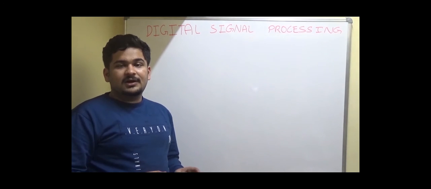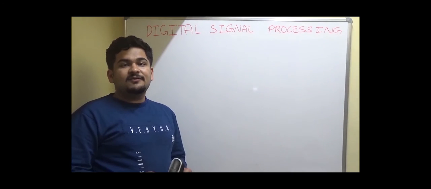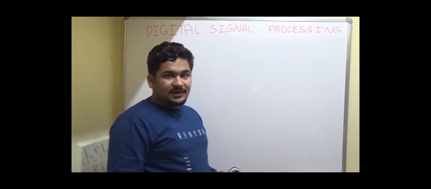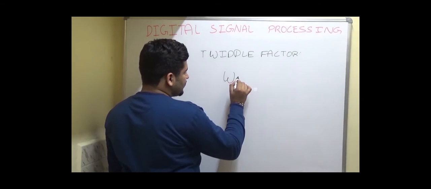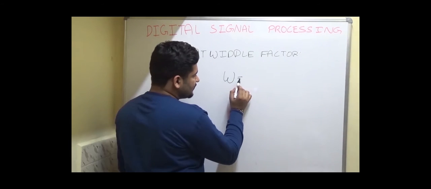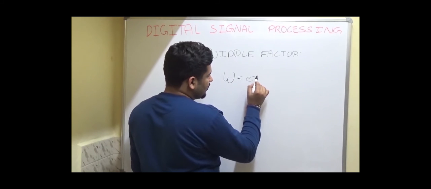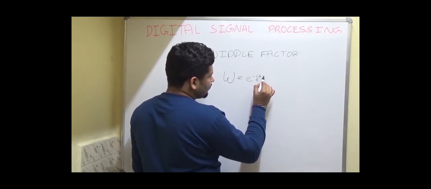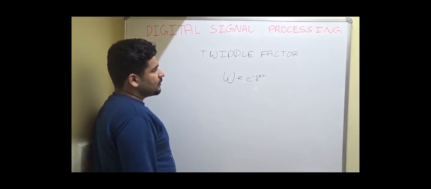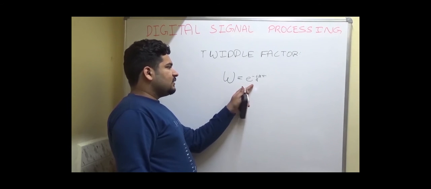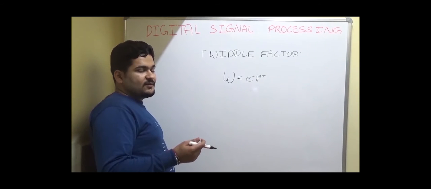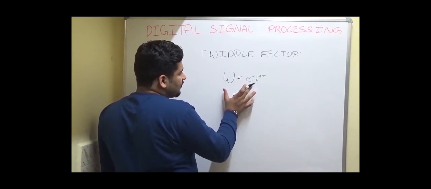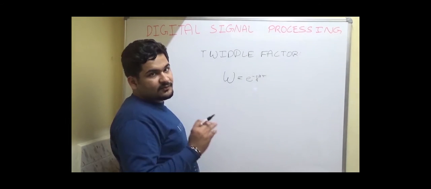In this video, I will be showing you the Twiddle factor representation of DFT. Let us see the Twiddle factor representation. In the case of Twiddle factor representation, I represent the Twiddle factor as W, which is equal to e raised to the power minus j2 pi. Fine. Now, we have the term e raised to the power minus j2 pi in our DFT formula as well as IDFT formula. Let us see how it is represented in the case of DFT formula.